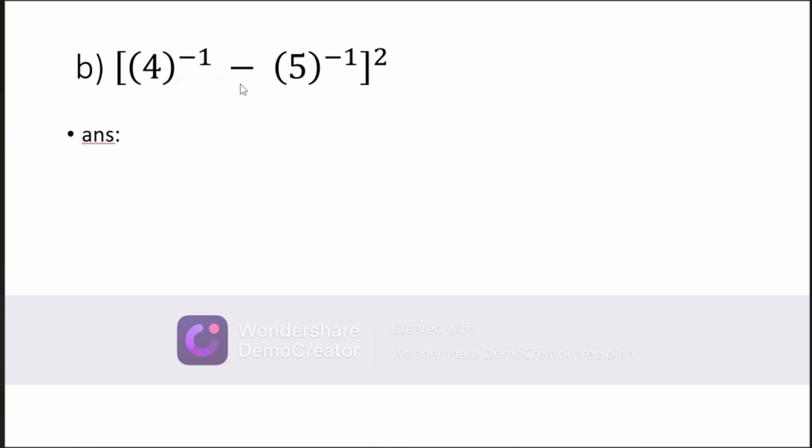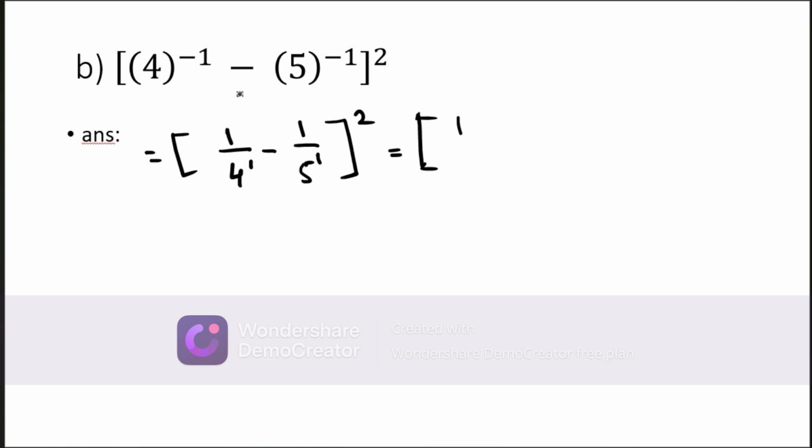(4 to the power minus 1 minus 5 to the power minus 1) whole square. So 4 to the power minus 1 is 1 by 4 to the power 1, minus 5 to the power minus 1 is 1 by 5 to the power 1, whole square. Now 1 by 4 to the power 1 is 1 by 4, minus 1 by 5 to the power 1 is 1 by 5, whole square.